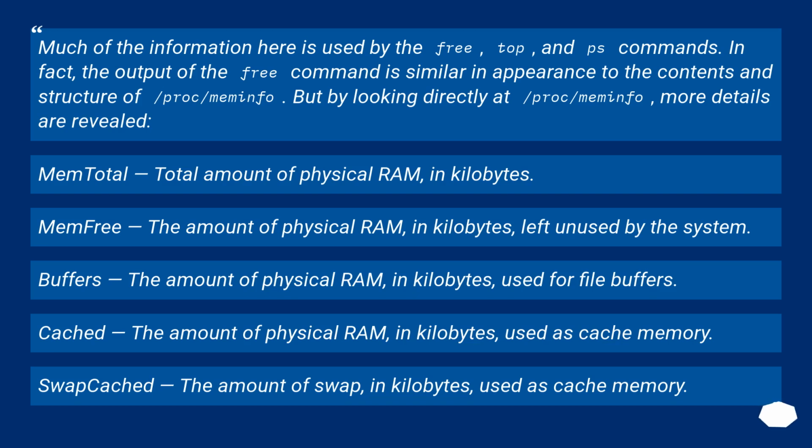MemTotal, total amount of physical RAM, in kilobytes. MemFree, the amount of physical RAM, in kilobytes, left unused by the system. Buffers, the amount of physical RAM, in kilobytes, used for file buffers. Cached, the amount of physical RAM, in kilobytes, used as cache memory. SwapCached, the amount of swap, in kilobytes, used as cache memory.